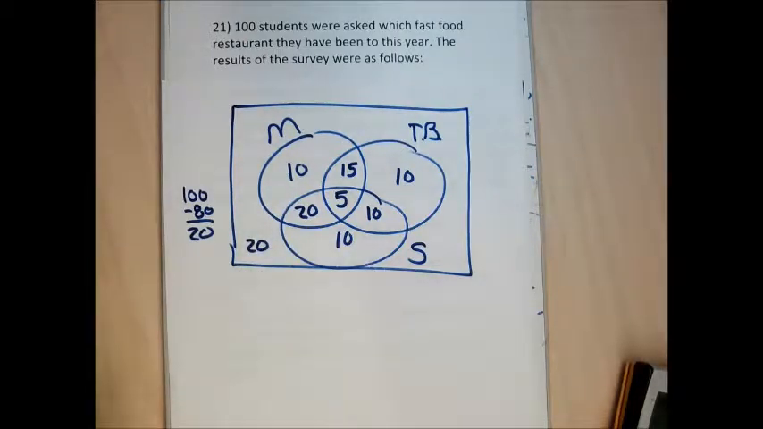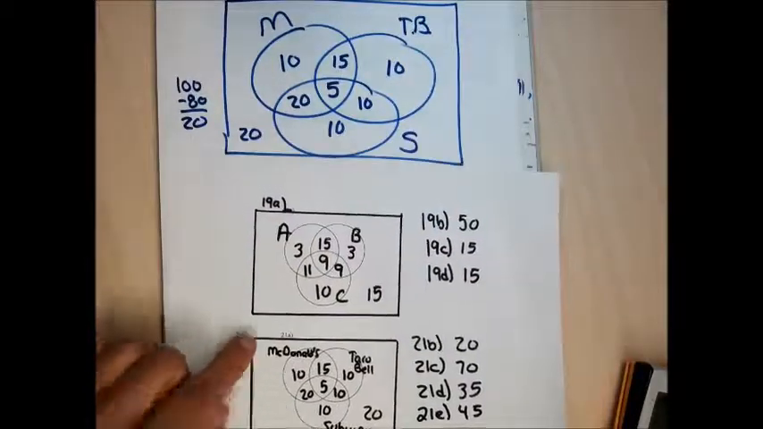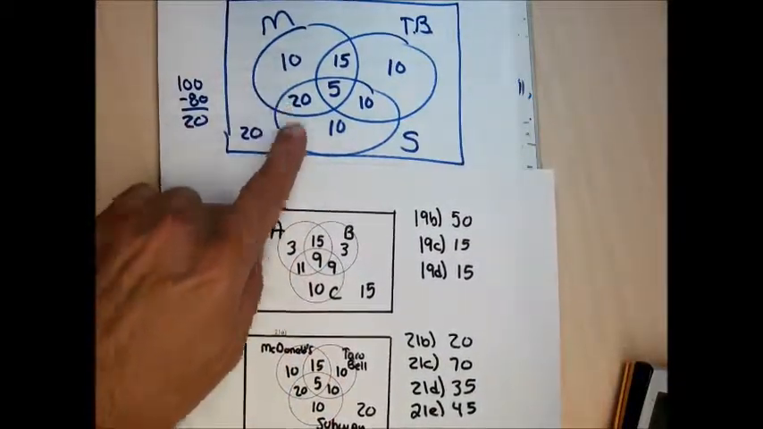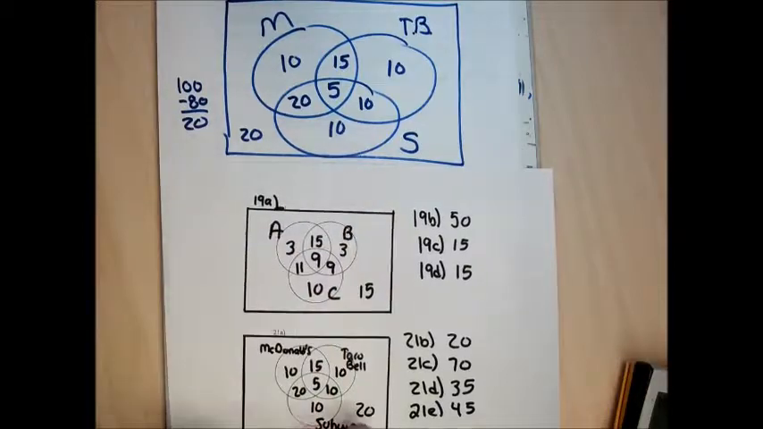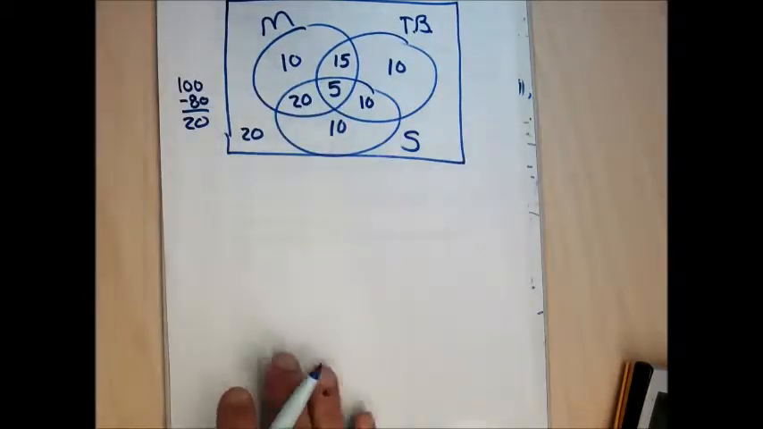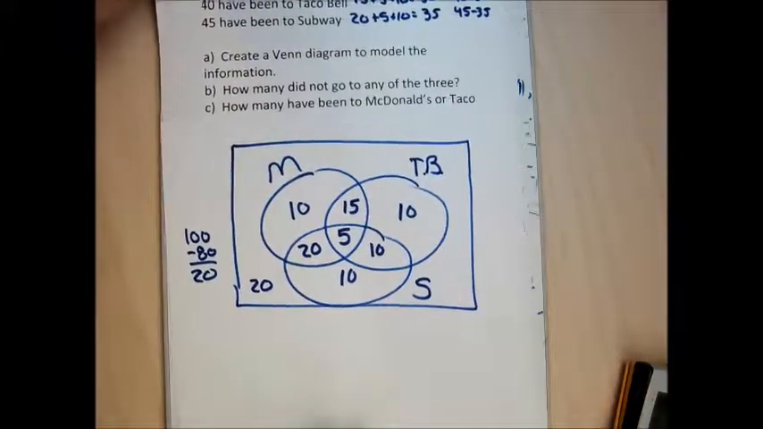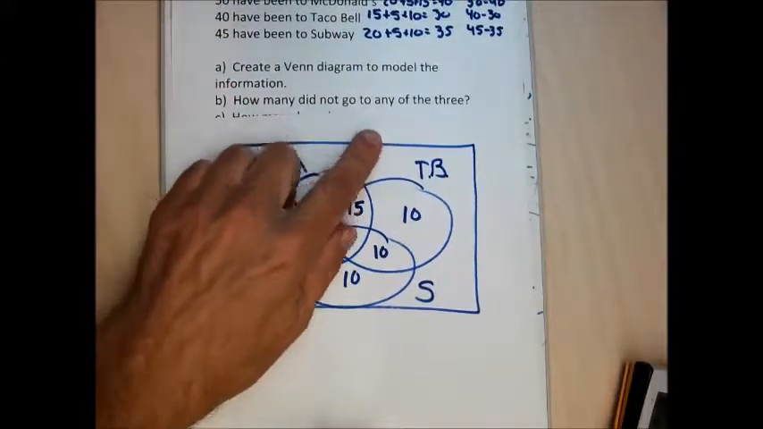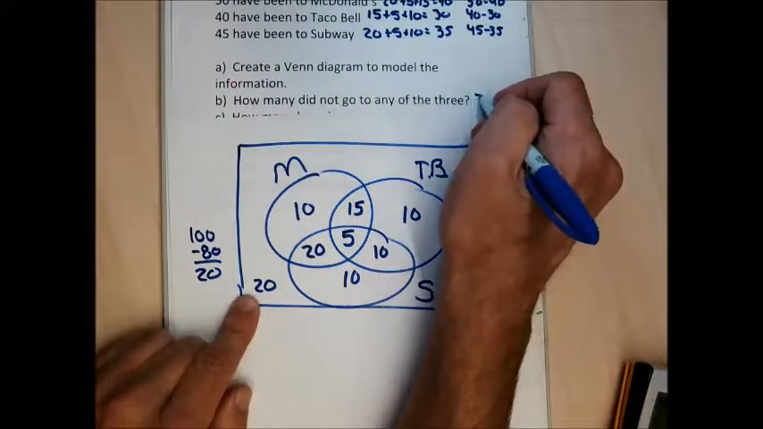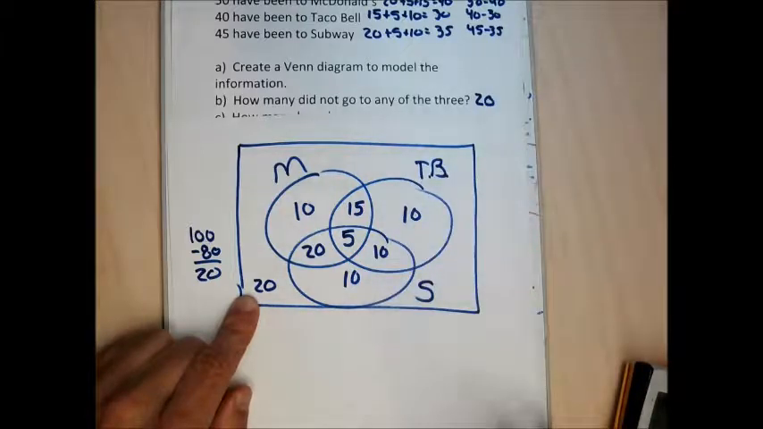So I have the Venn diagram. Let me just double check that compared to this. So I go 10, 15, 10, 25, 10, 10, and then 20. Feels perfect. Now we answer the questions. So how many did not go to any of the all 3? That's the easiest one. That's just the 20 that's sitting out there.